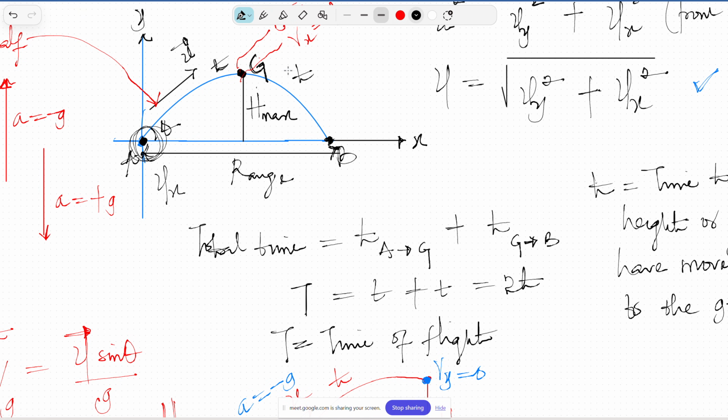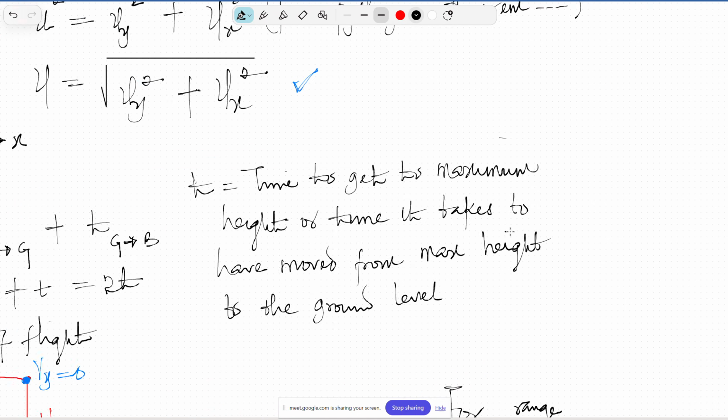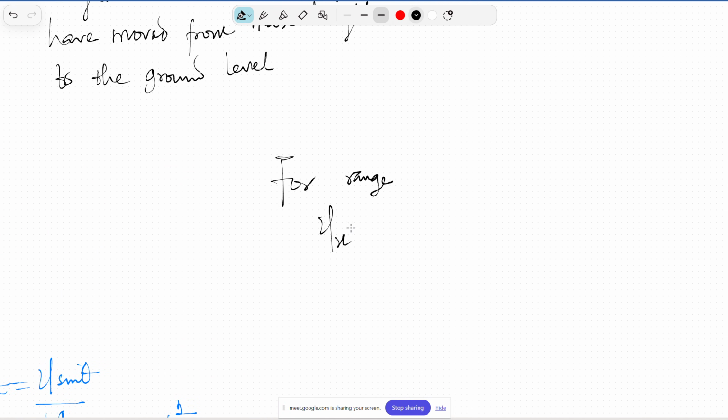Horizontal velocity is involved for range, u of x. You want to look at the horizontal distance it takes the body to move from here to here. That distance takes a total time t to occur, which is the time of flight. So for range, u of x is there, and time of flight is also there. Don't forget u of x is equal to u cos theta, and time of flight is equal to 2u sin theta over g.